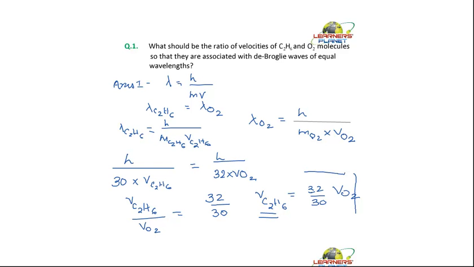Clear? So this was a very simple question to start with. You can divide 32 by 30, so it would be 1.066 times the velocity of the oxygen molecule. So if the ethane molecule is moving with this velocity, the wavelength emitted by ethane will be equal to the wavelength emitted by oxygen.